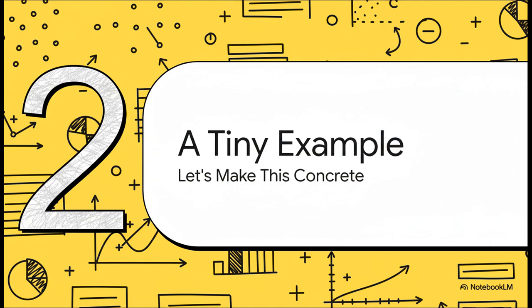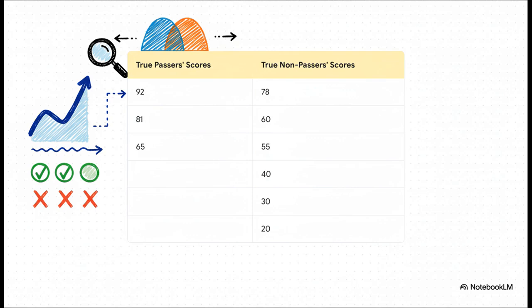Okay, theory is great, but let's make this totally concrete. We're going to walk through a tiny little example, and I promise this is where you'll see just how intuitive this whole thing really is. So here are our exam scores. Let's pretend we have a crystal ball that tells us with perfect knowledge who really mastered the material. We've got 3 true passers and 6 true non-passers. Just glancing at the scores, you can see the passers generally scored higher, but there's a little bit of overlap. So the real question is, how good is this ranking overall?